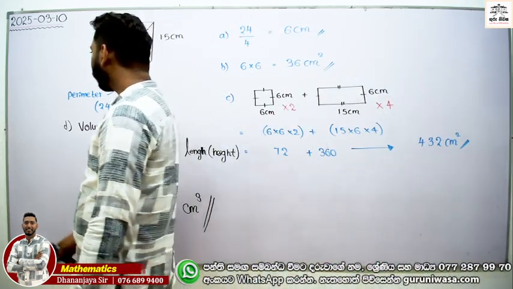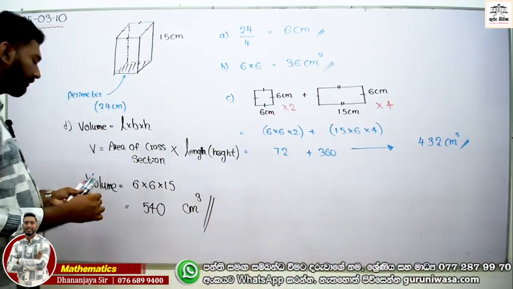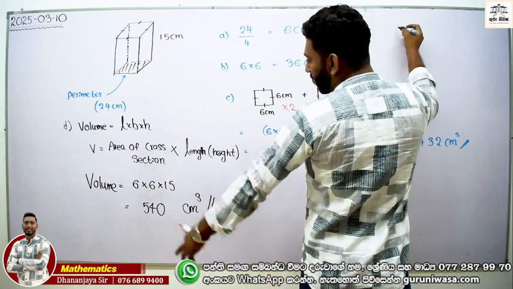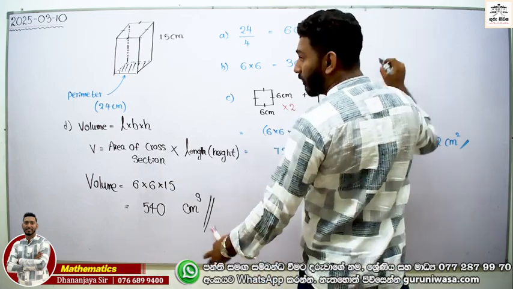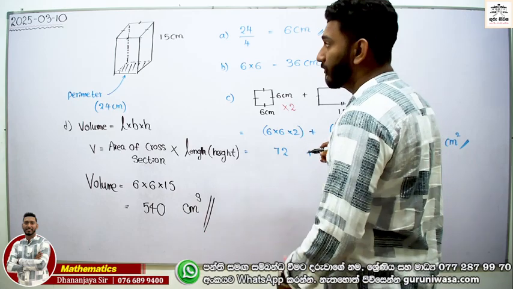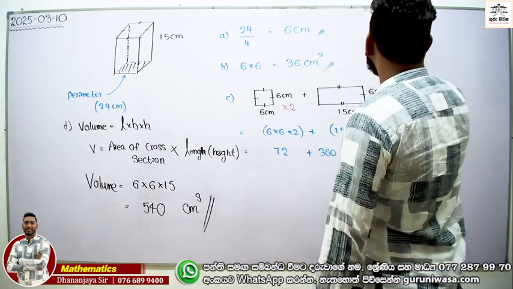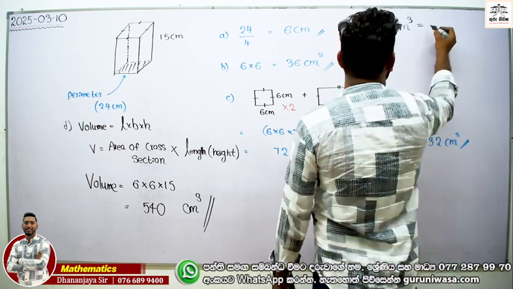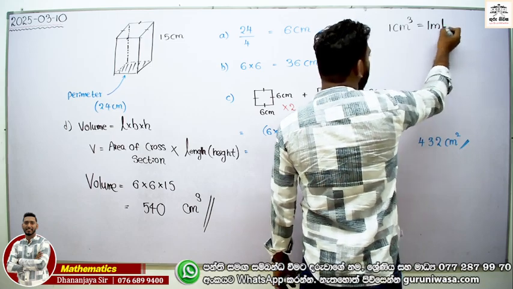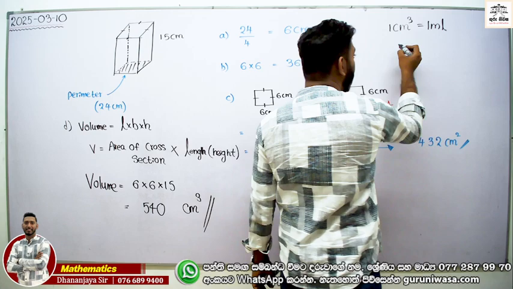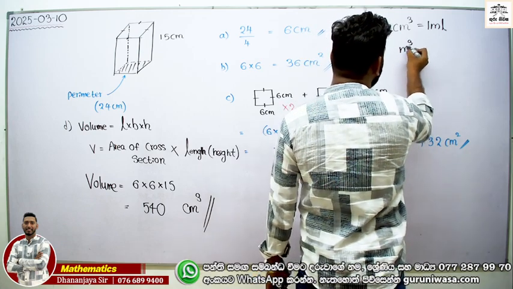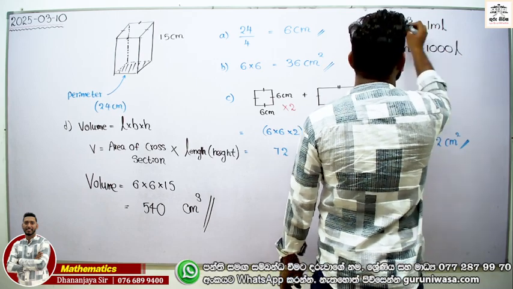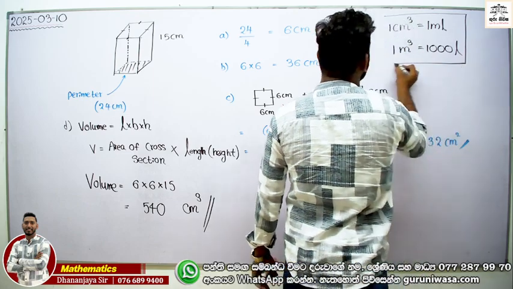Cubic centimeter. I will give another special note. Remember this for grade 9 too. If it asks for the volume in milliliters or liters, meaning capacity, look at this. One cubic centimeter is equal to 1 milliliter, and one cubic meter is equal to 1000 liters, right? Remember these two definitely.